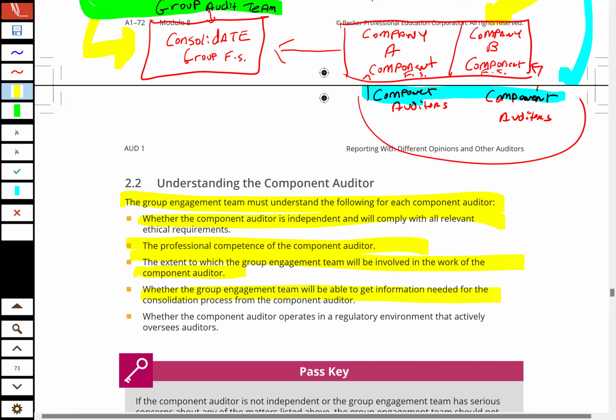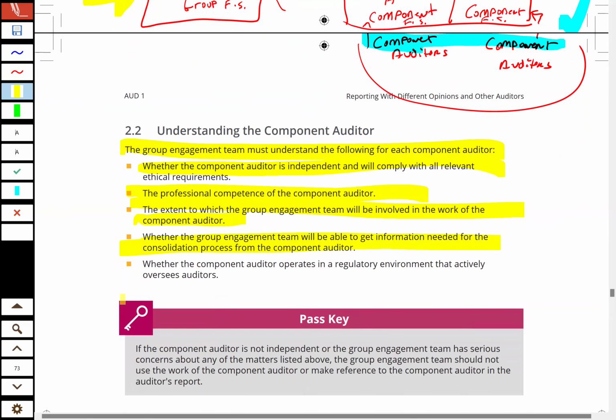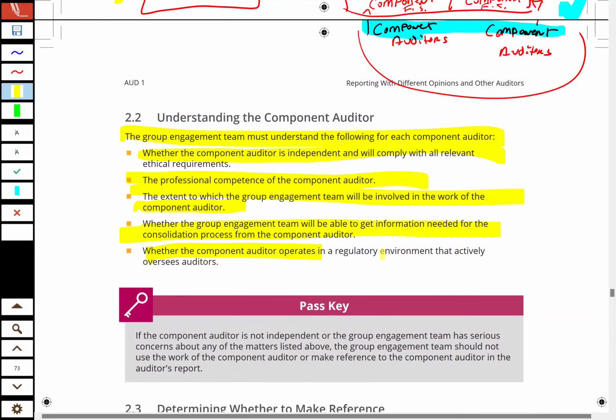Okay, now, what happens? You will need to make sure you will be able to get the information you need for the consolidation on a timely basis, and whether that component auditor operates in a regulatory environment, because you would need to be aware of the ramifications of that. So flashcard those things. That falls on the component auditor to do that.